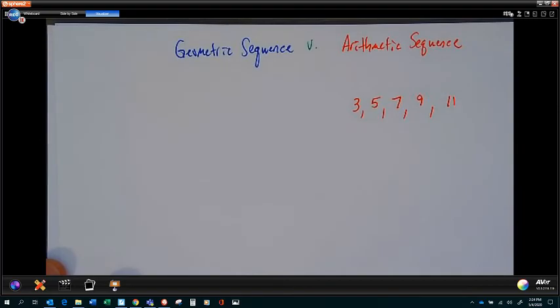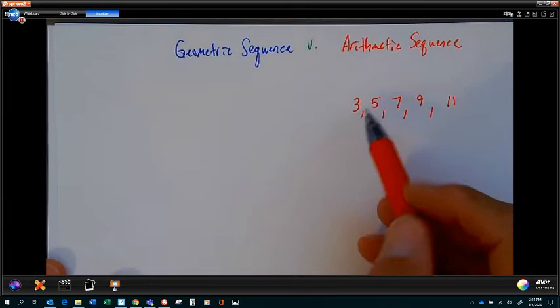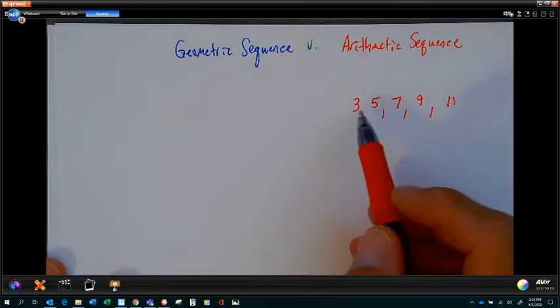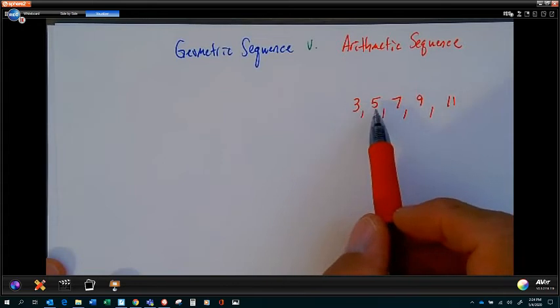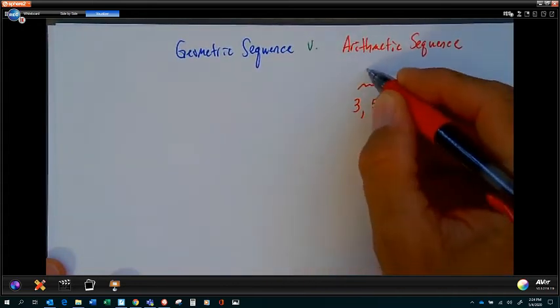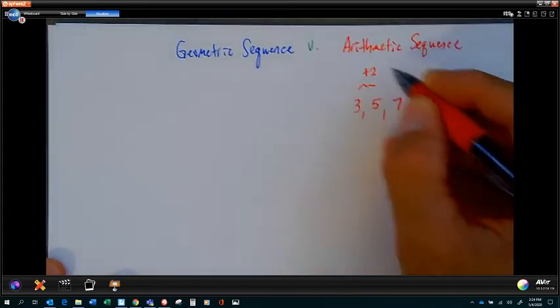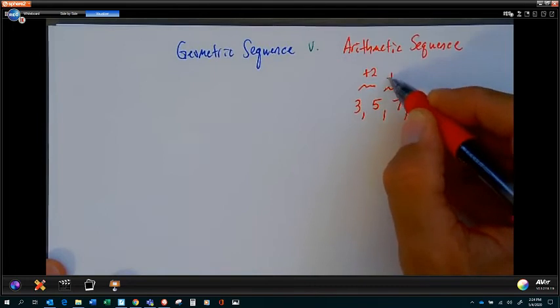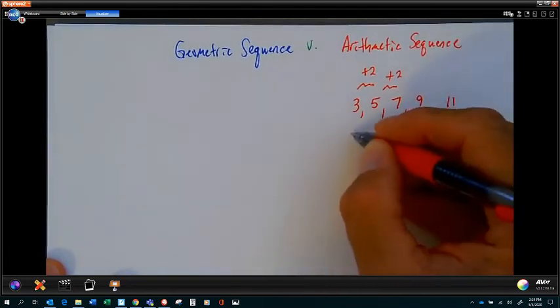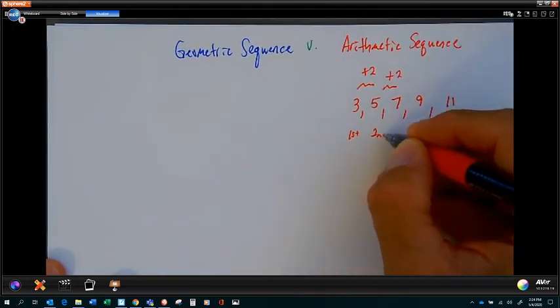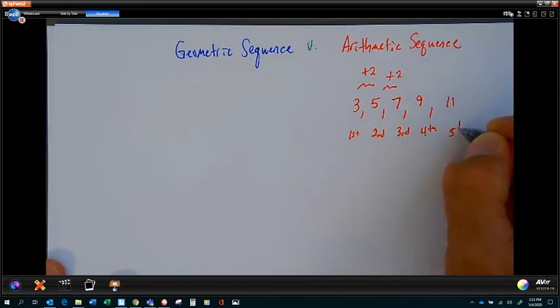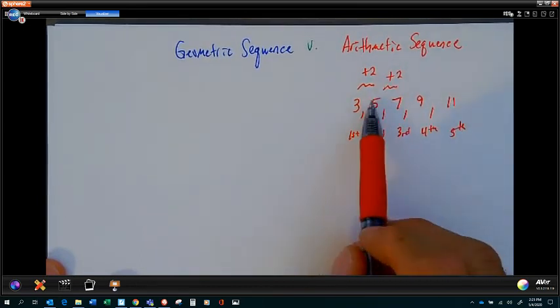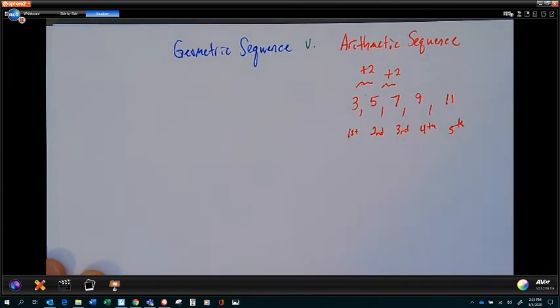If you remember, an arithmetic sequence is something where the common difference, not the common ratio, but the common difference, is added or subtracted. So between each of these terms, we're adding 2. And remember, this is the first term, that's the second term, the third term, the fourth term, the fifth term. This is an arithmetic sequence because we're adding or subtracting.